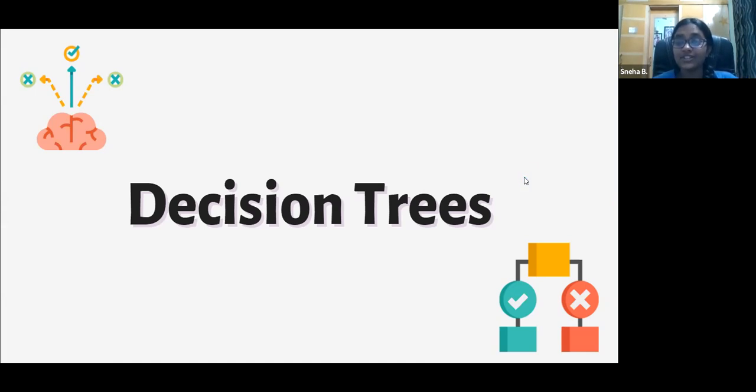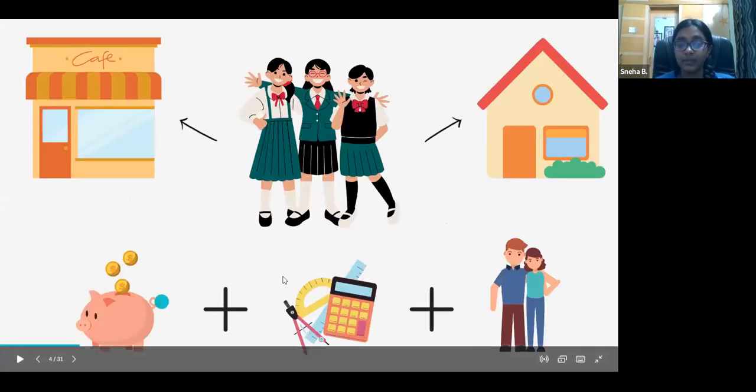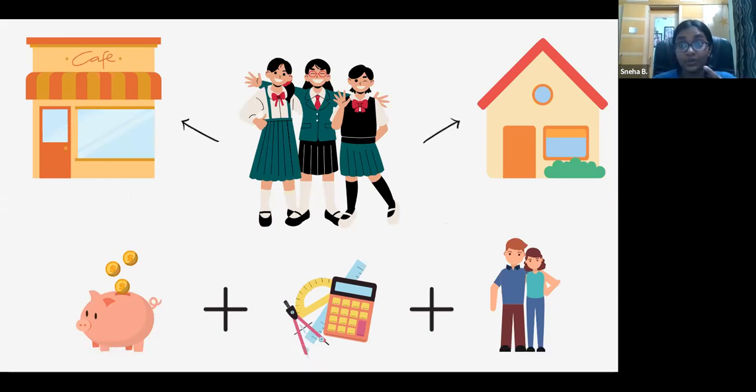These are features that we almost all the time think of when we are going to a new place. I've just listed out a few here. Maybe money, and if they have some work or assignment or exam due tomorrow or not. And very importantly for schoolgirls, especially if their parents will allow them or not. Based on these decisions, they will choose if they go to the cafe or go to their respective homes.